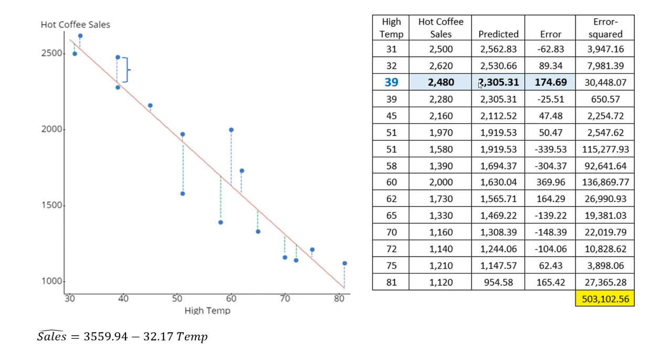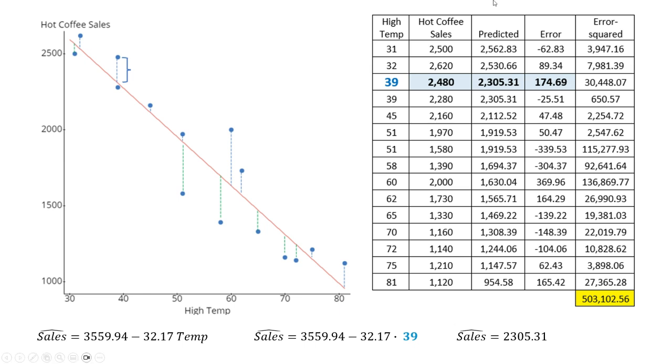So I'm going to accomplish that by plugging 39 in place of temperature into my equation. Now, if you take a moment and you do the arithmetic there, make sure you multiply the two values that are in the 30s together, and then take that product and subtract it from 3559, you would see that the model, the linear model, would predict the sales that day to be $2,305.31.